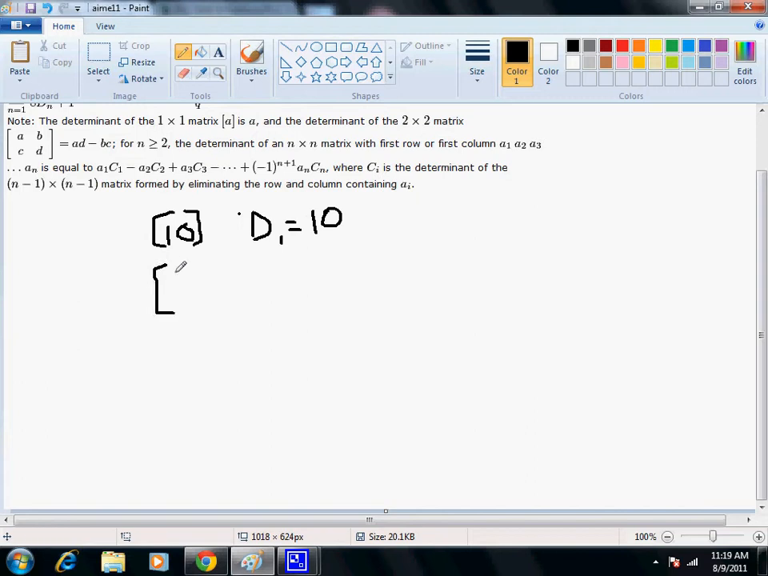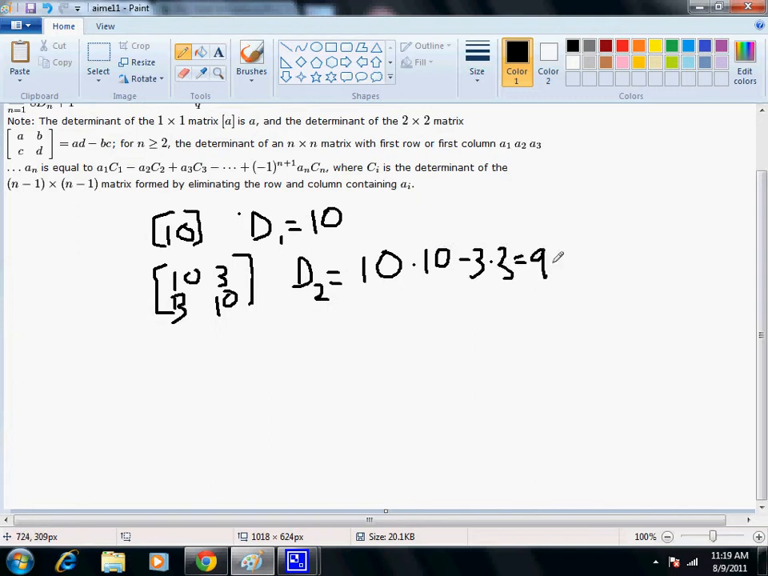The second matrix is 10, 3, 3, 10. The determinant of that is 10 times 10 minus 3 times 3, which is 91. And then the 3 by 3 matrix is 10, 3, 0, 3, 10, 3, 0, 3, 10.